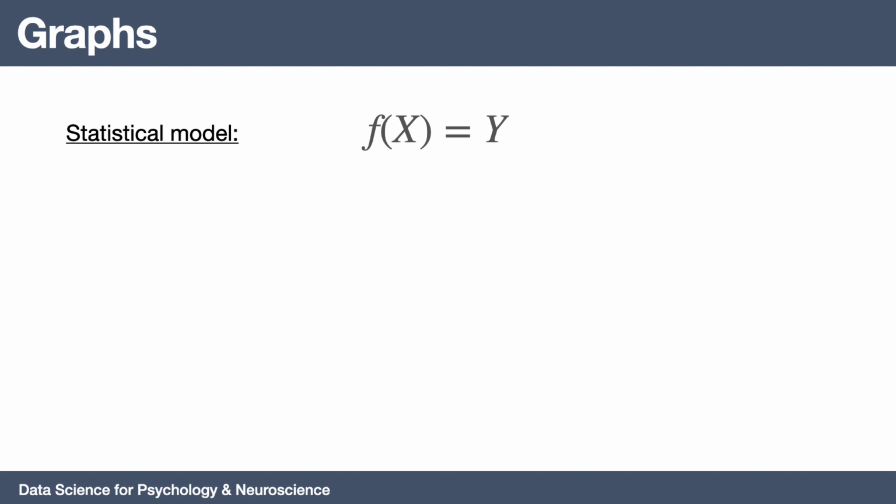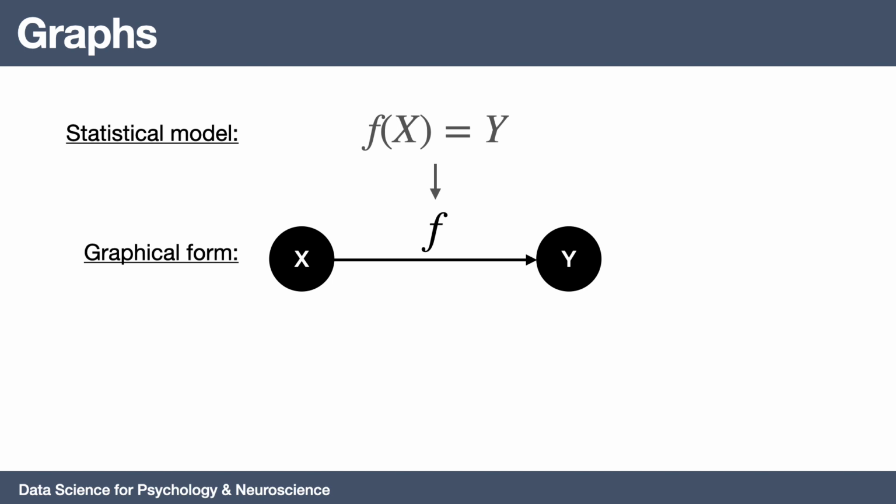Now, what are graphs? Recall the fundamental form of a statistical model. Y is related to X through F. We've gone over this quite a bit in other lectures. Another way you could think about the relationship between X and Y is as a set of two nodes, X and Y, that are related with the relationship indicated by a line or an arrow. That arrow represents F. So this is a visual restatement of the traditional form of a statistical model, F of X equals Y, but now we visualize those relationships as basically points and lines.